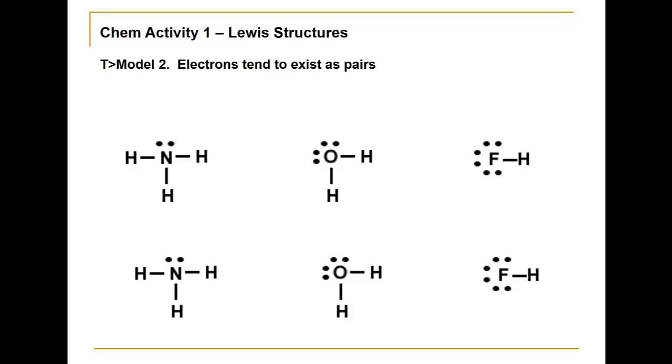Here are typical Lewis structures for ammonia, water, and hydrogen fluoride. The lone pair is obvious in ammonia. The dashed lines represent the bonding pair. The same labeling can be applied to the other molecules.